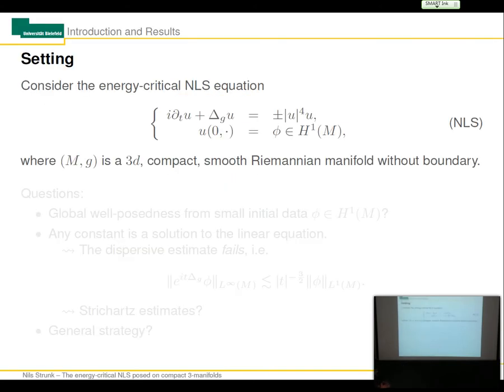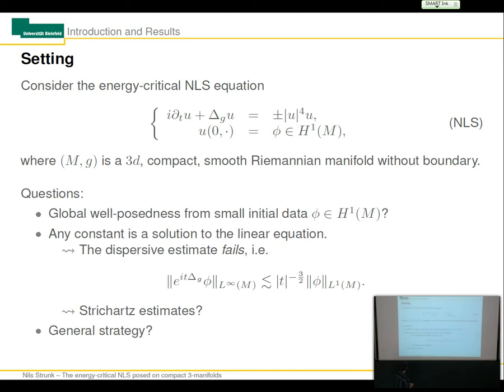So this is the equation that we consider. It's the nonlinear Schrödinger equation, but this time it's posed on a 3-dimensional compact smooth Riemannian manifold without boundary. Here, Laplace G is the Laplace-Beltrami operator, and we consider the quintic equation, so the nonlinearity is the modulus of u to the power of 4 times u. And we have initial data in H1.